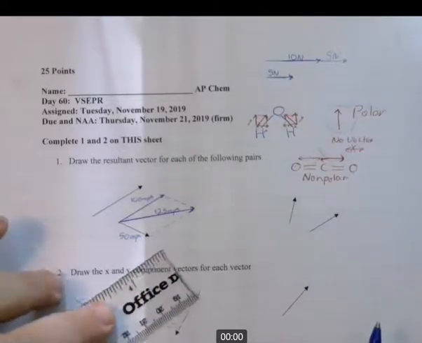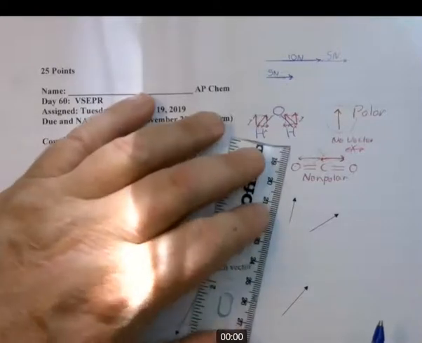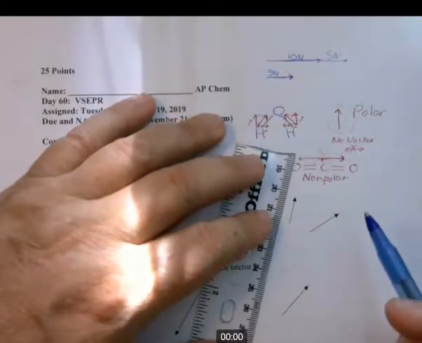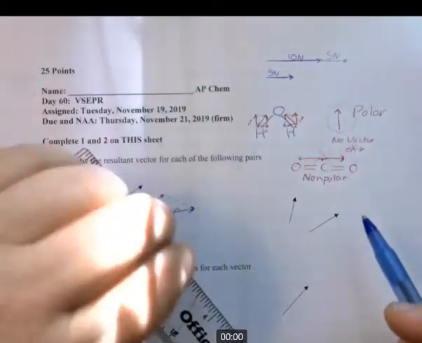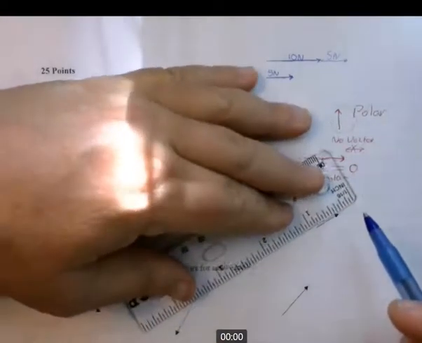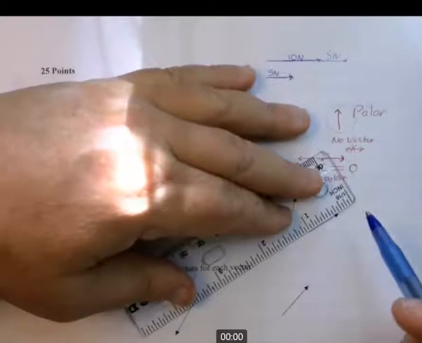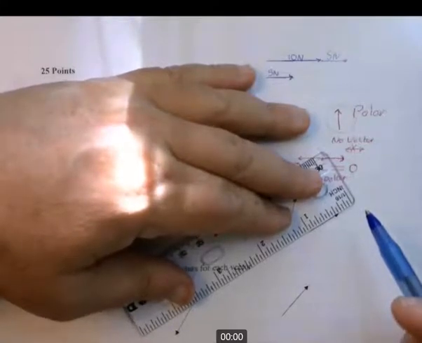Okay, let's do another one over here. It doesn't matter which vector you move over to the other one. What I'm going to do in this case is take this vector and measure it, and this vector is kind of an oddball length.